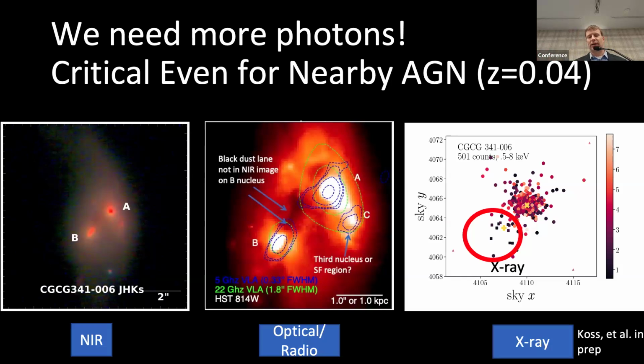There's actually 3 nuclei. When you look at it in the radio, there's 3 nuclei. So we think the third one is probably just star formation. But the X-rays really can cleanly separate this out.